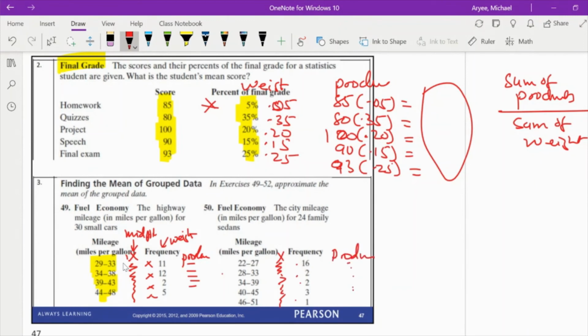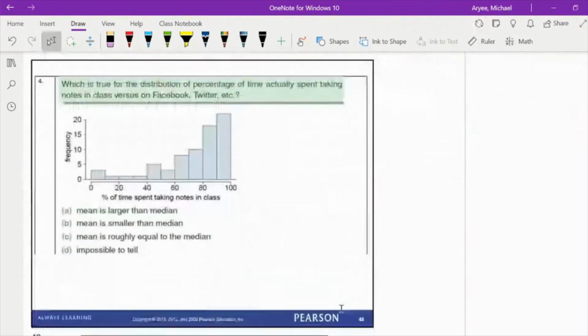Take the sum of the product and then divide by the sum of the weight. So these are some of the homework problems that you will be having.